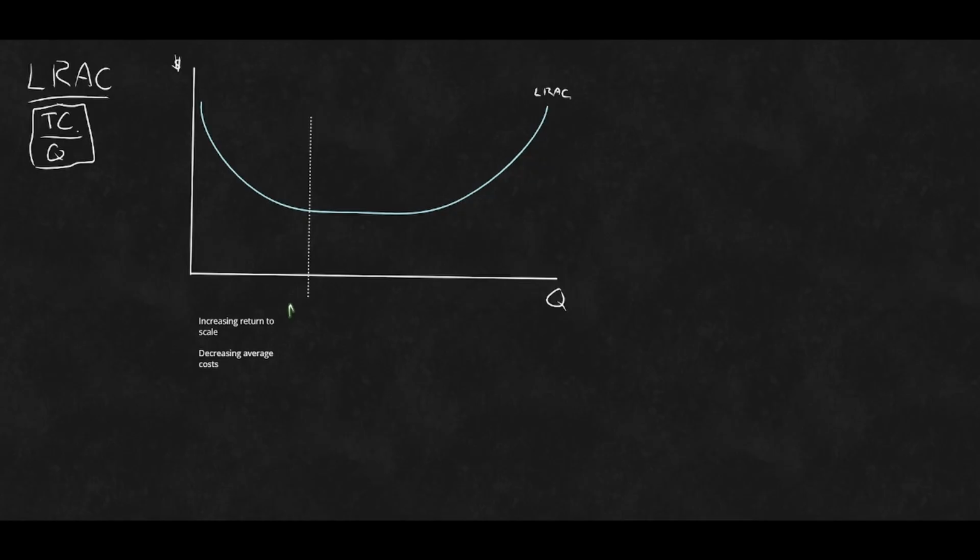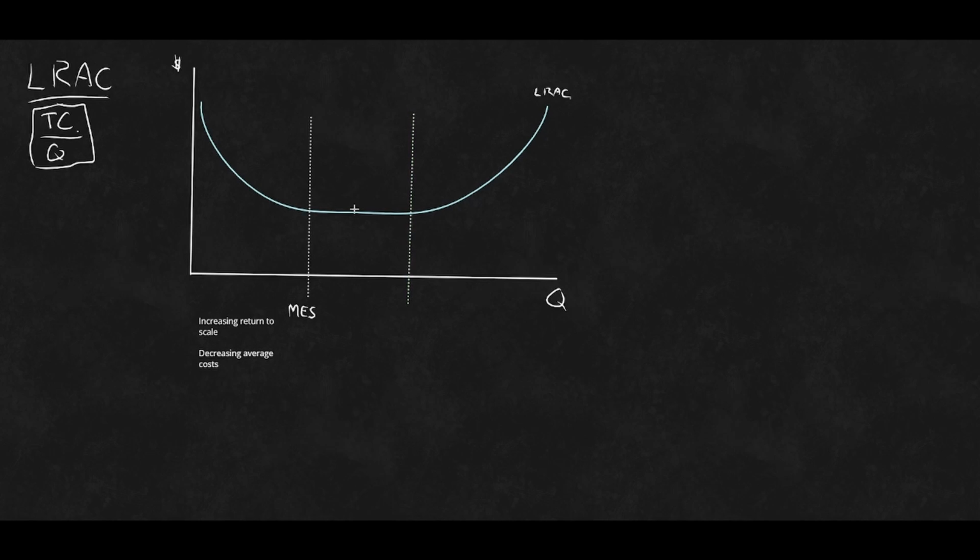We would have what we would call our minimum efficient scale, MES. At this quantity right here, that is our minimum efficient scale. That is the lowest unit cost that we could possibly have at the lowest quantity. From here on, if we were to continue, let's just block off this next stretch.